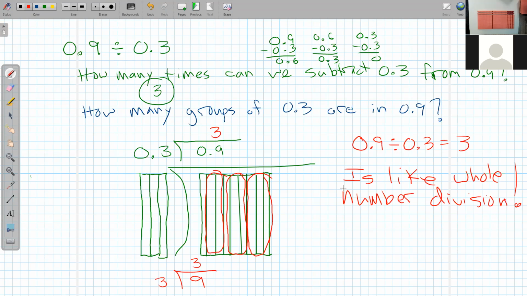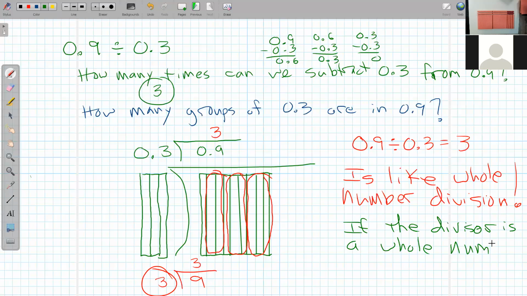But there's a catch. The catch is you've got to get a whole number. And the double catch there, it's the divisor has to be the whole number. So if the divisor is a whole number. And the question is, well, why is that?